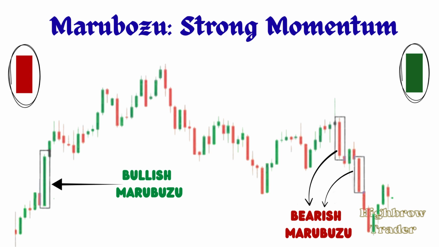Now look at this candle. It has a very long body and almost no wicks. It opens near the low and closes near the high, or vice versa. That is a marubozu. It shows strong conviction by either buyers, in the bullish version, or sellers, in the bearish version. When you see a marubozu during a trend, it often means the trend is likely to continue with force in that direction.